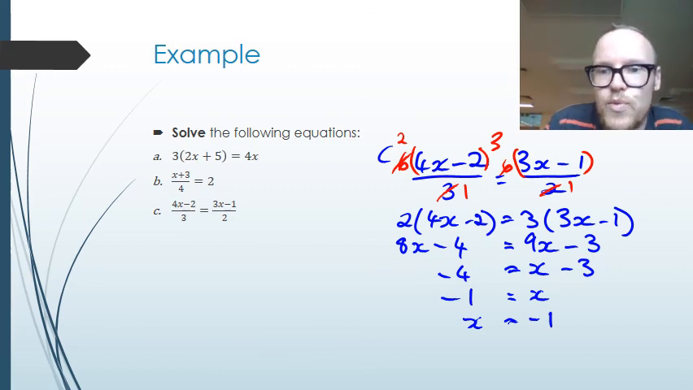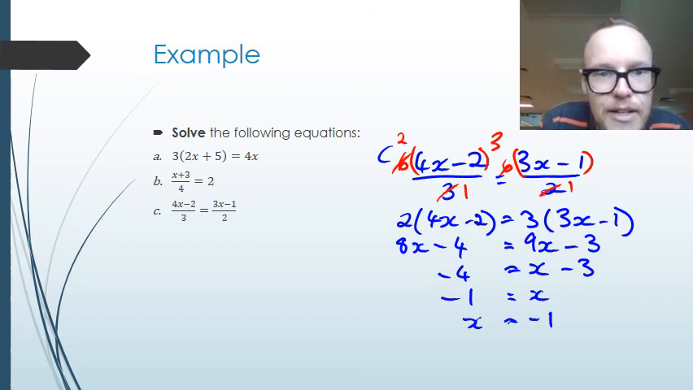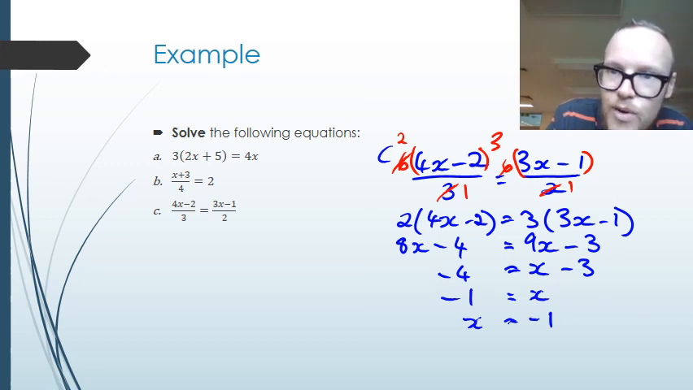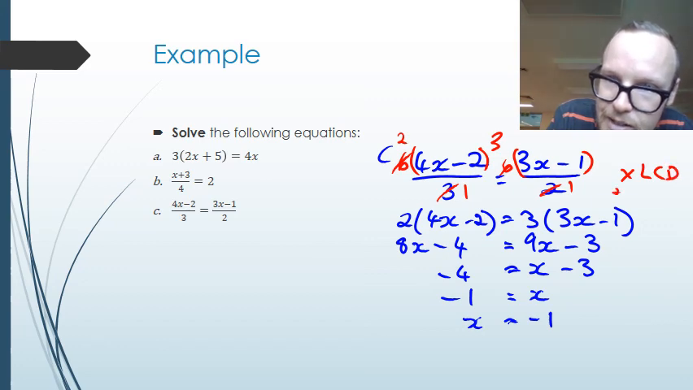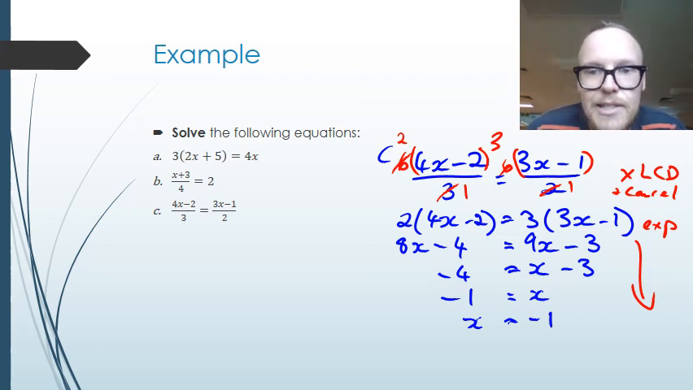Once again, we can check our answer by substituting back into the original equation and seeing if we get the same answer for both sides. So let's just recap the steps that we've completed here. Our first main step was multiplying by the lowest common denominator on both sides and then cancelling. Then we expanded our brackets. Then we've simplified as we've gone down by collecting like terms, subtracting variables from both sides, and subtracting and adding numbers to both sides.